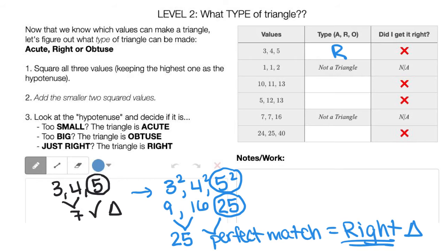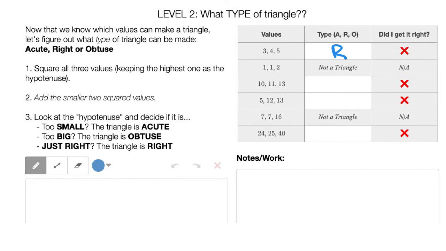Let me show you what happens if they're not. Obviously, I don't need to check 1, 1, 2 because that was not a triangle at all. If it's not a triangle, I stop at level 1. Okay, let me erase this. So the next one I want to show you is 10, 11, 13, which you should have checked. It is a triangle. So I'm going to go ahead and do level 2. Remember, keep the biggest one isolated.